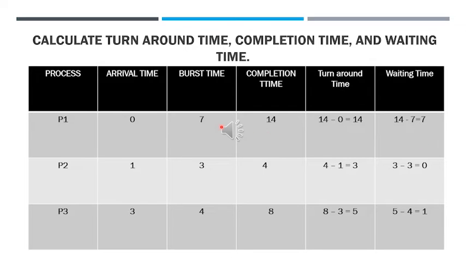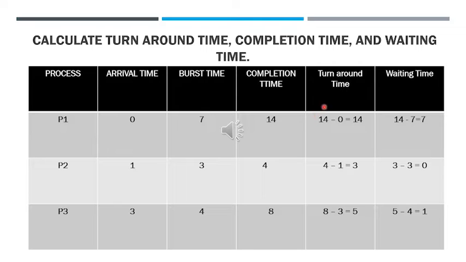In this slide, we will calculate turnaround time, completion time, and waiting time. So we can see there's a table which has 6 rows and 3 columns. It contains the process, arrival time, burst time, completion time, turnaround time, and waiting time. For the process 1 or P1, arrival time is 0, burst time is 7, completion time is 14.